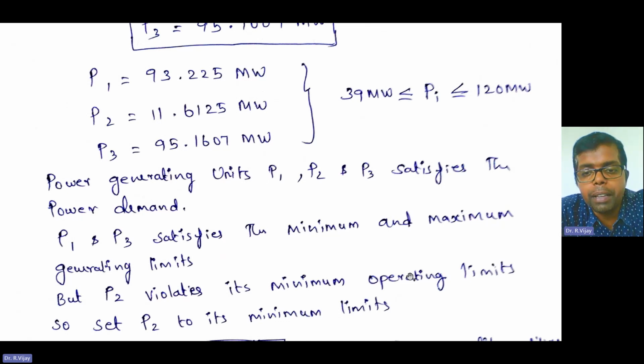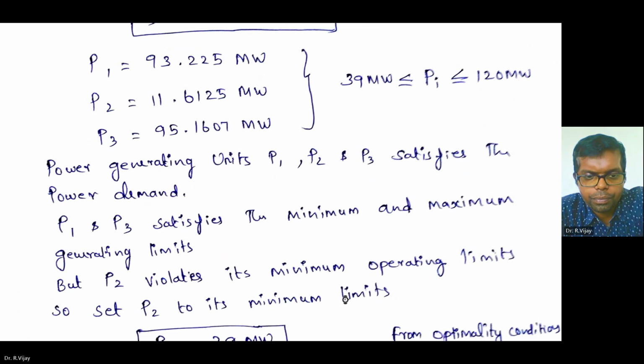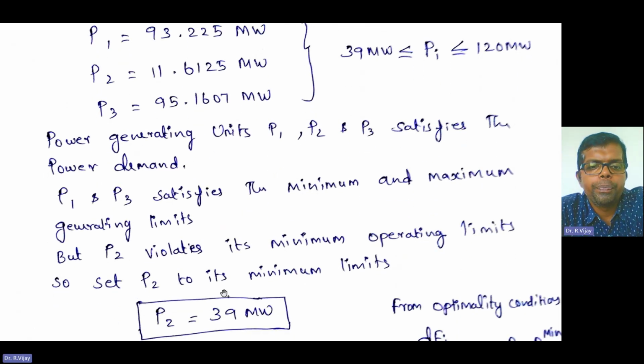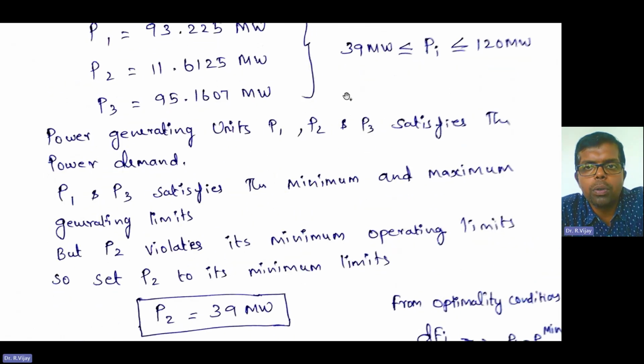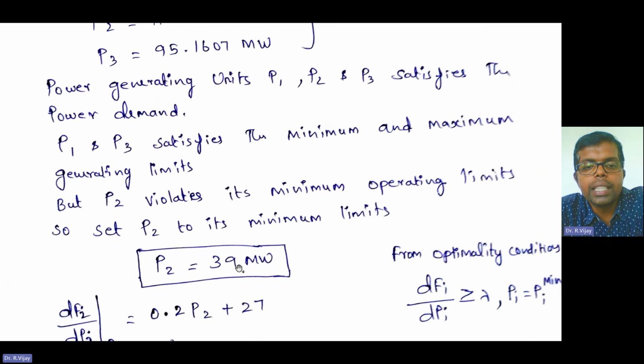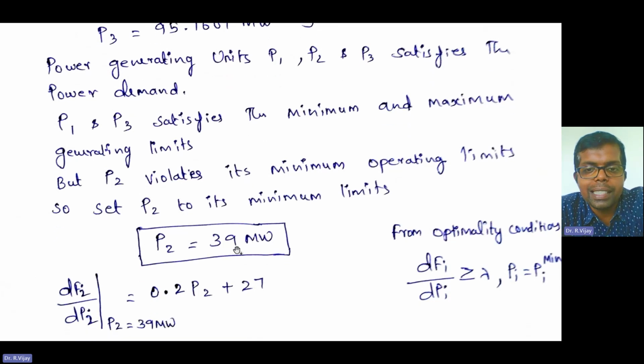We already solved similar kinds of problems previously, so you can just go back. The theory also I will give in the comments so you can easily watch. Whichever violates its operating limits, you need to set to its minimum limit. Here, P2 we need to set to its 39 megawatts. But we need to verify whether the value we set for P2 is correct or not.